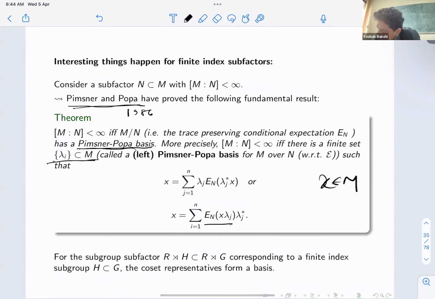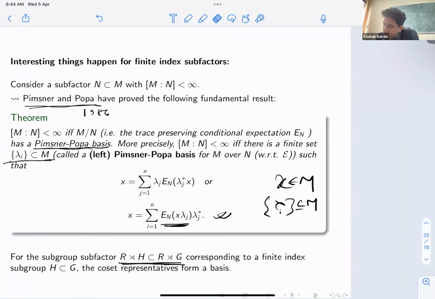You can think of this as an N-valued inner product. So this is really like a basis. Just remember that these are elements of M. This finitely many elements will generate the whole M, so M is a finitely generated module. For the subfactor R cross H, always remember this analogy with the subgroup. For R cross H and R cross G, the coset representatives are the basis.